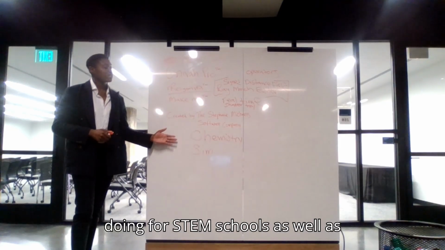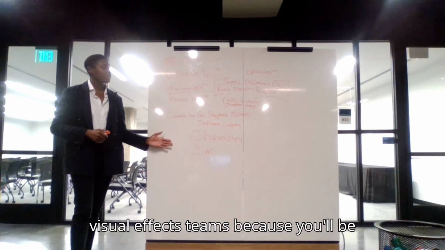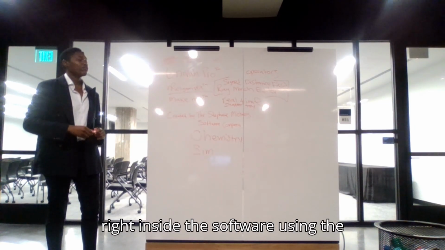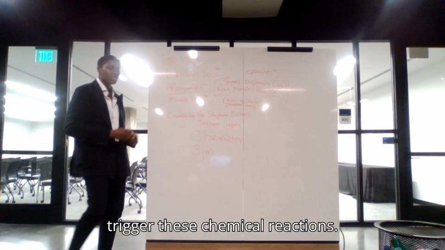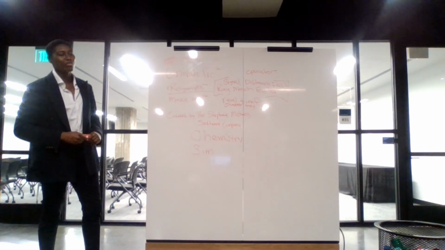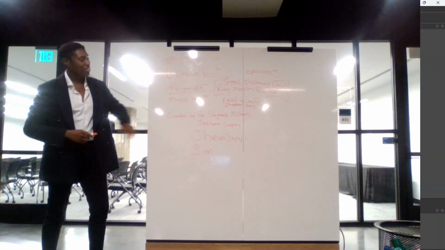It's something that we're doing for STEM schools as well as visual effects teams, because you'll be able to create fire and explosions right inside the software using the periodic table. Being able to actually trigger these chemical reactions is going to be something that I think will be really fun for our chemistry enthusiasts.